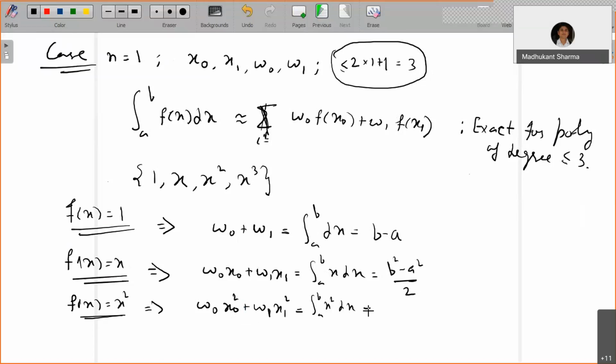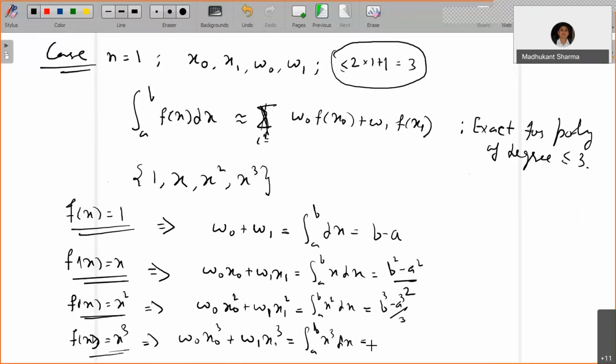The integration of x square is x cube by 3, upper limit minus lower limit, b cube minus a cube by 3. And f of x equals x cube implies w naught x naught cube plus w1 x1 cube is equal to integration a to b x cube dx. So the integration of x cube is x to the power 4 by 4, so that's going to be b to the power 4 minus a to the power 4 by 4. So you have equations 1, 2, 3, 4. So you have 4 equations in 4 unknowns now, which you can solve and get the values back.